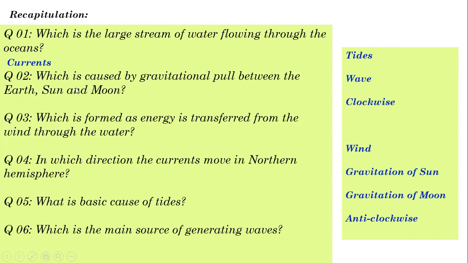Let's move towards the second question, that is, which is caused by gravitational pull between the earth, sun and moon? Yes, the correct answer is tides. Let's turn to the third question, that is, which is formed as energy is transferred from the wind through the water? Yes, the correct answer is wave.